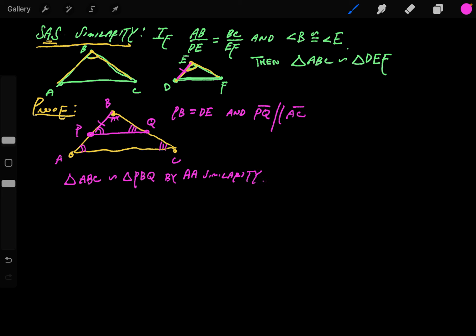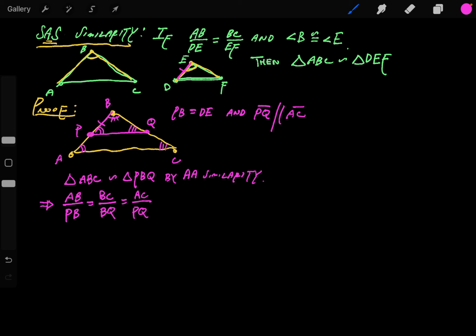Once you have that, you could start writing out that the sides are in proportion. So what's the statement of the sides being in proportion? It's AB over PB is equal to BC over BQ is equal to AC over PQ, since the triangles are similar.